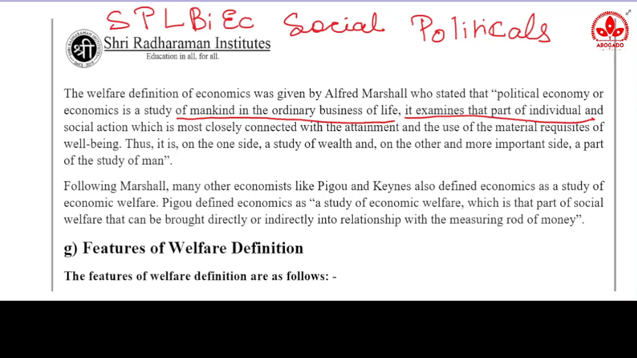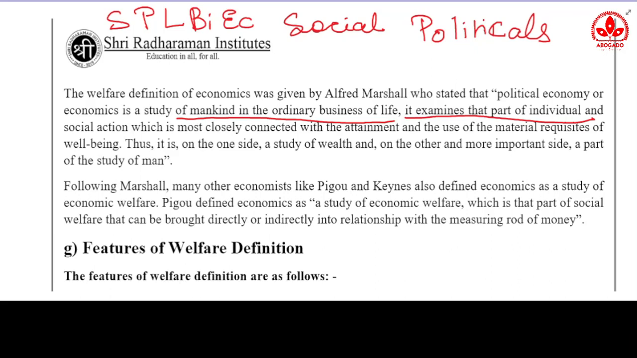So Alfred Marshall said that economics is concerned with the study of a human being, and particularly that part of a human being that is concerned with the material thing. He elaborated the wealth definition of economics. The wealth definition said that economics is the study of wealth: how human beings acquire wealth, and how human beings use that wealth.